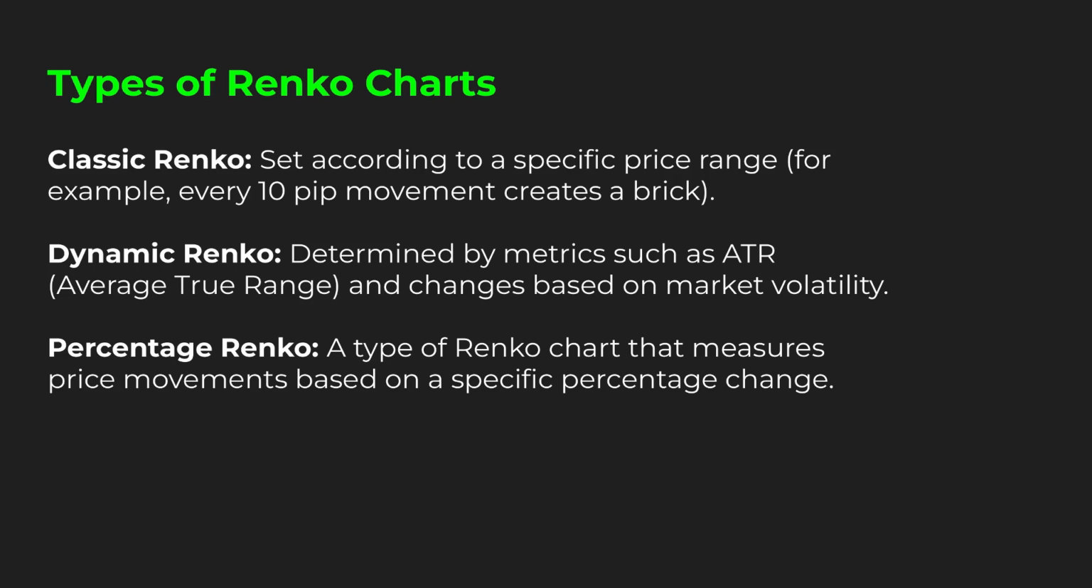Dynamic Renko. To briefly mention this, everyone knows the ATR indicator. Our indicator measures volatility. New candles appear based on the ATR calculations in this chart type. Our third chart type is percentage Renko. This is a Renko chart type that measures price movements according to a certain percentage change.